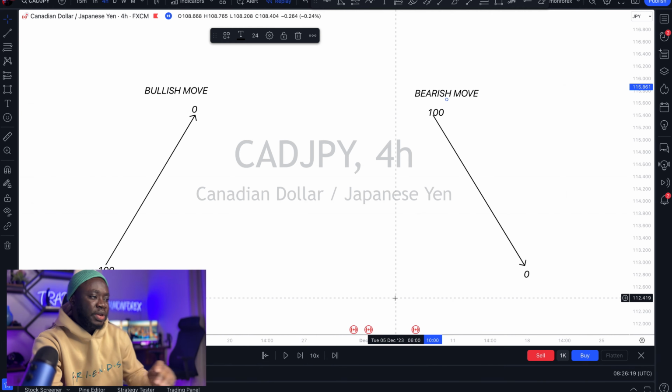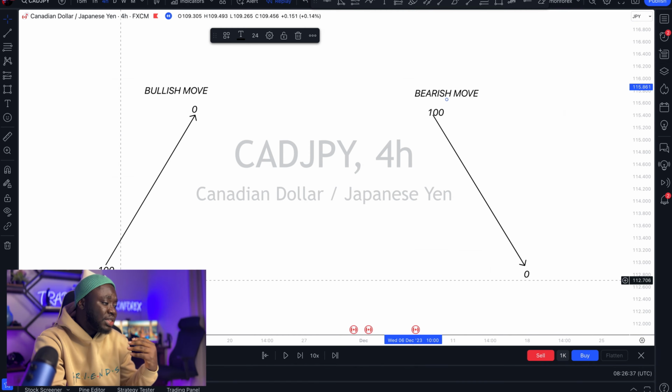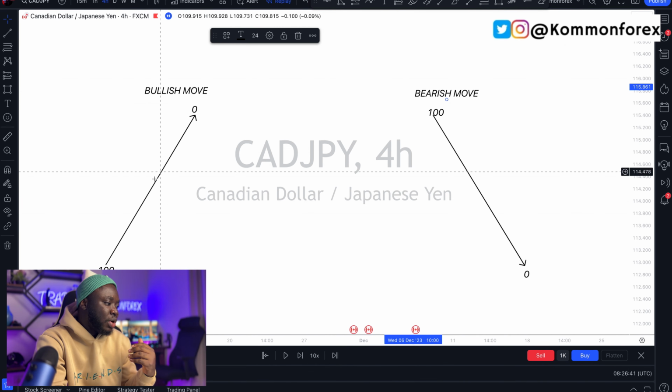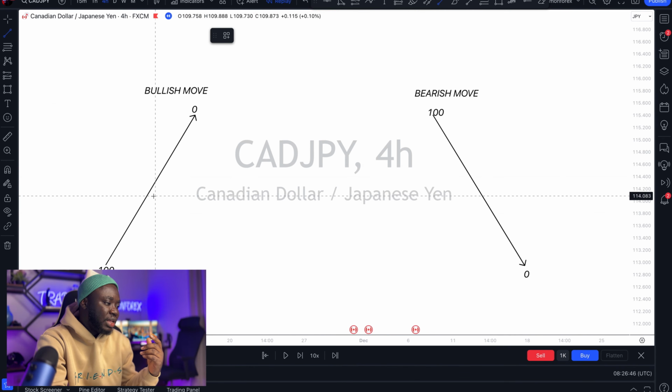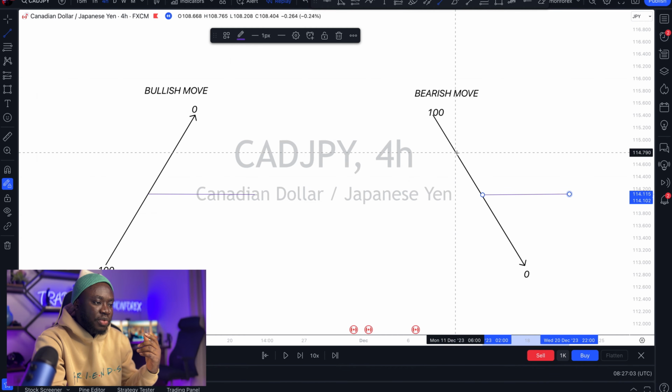I'm trying to break it down and simplify it and make it as elementary as possible for everyone here. So what we do next is we now segment the move. This is the whole move. Here is 100, here is 0. Half of it is what? 50. So now we simply just need to place a line here, labeling this point as 50. And then we do the same for the bearish move as well. We label this point as well as what? 50.